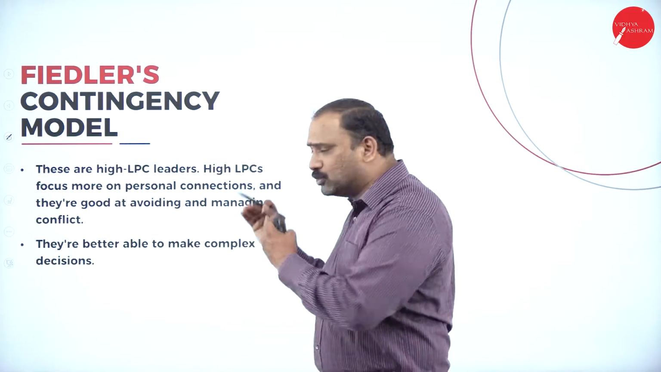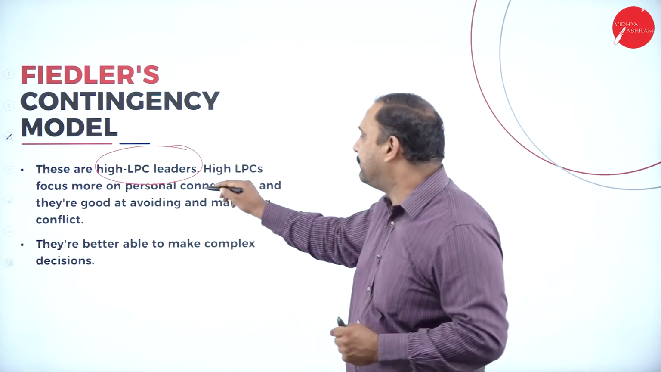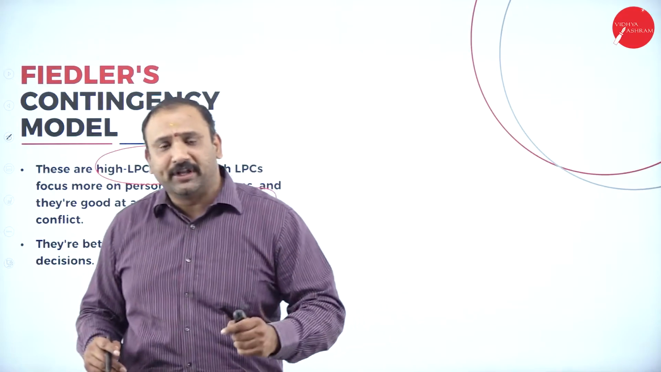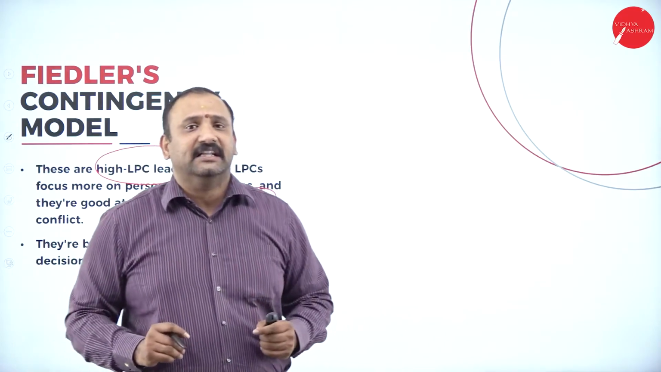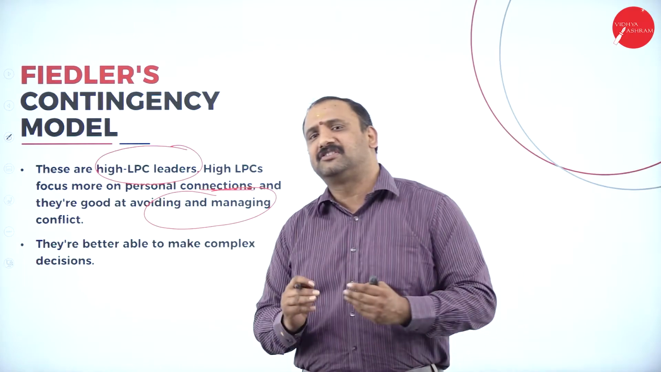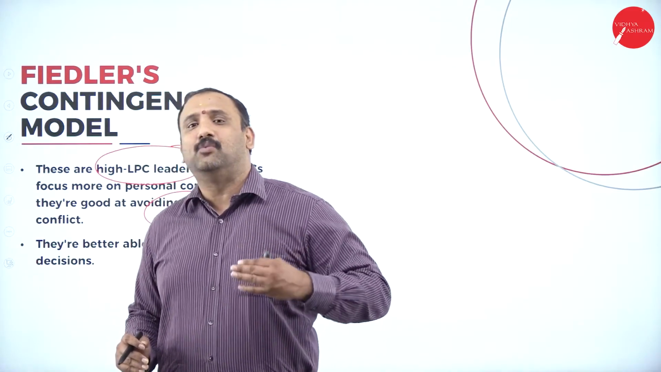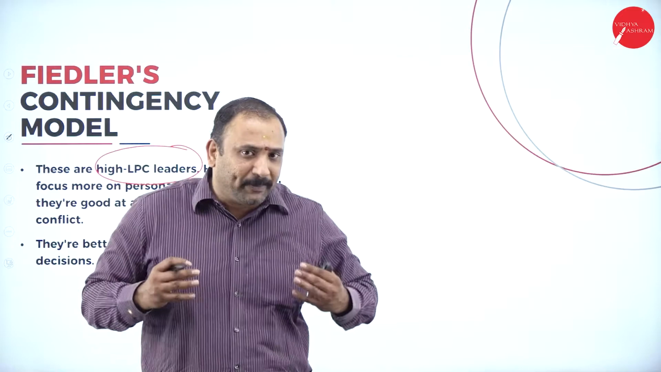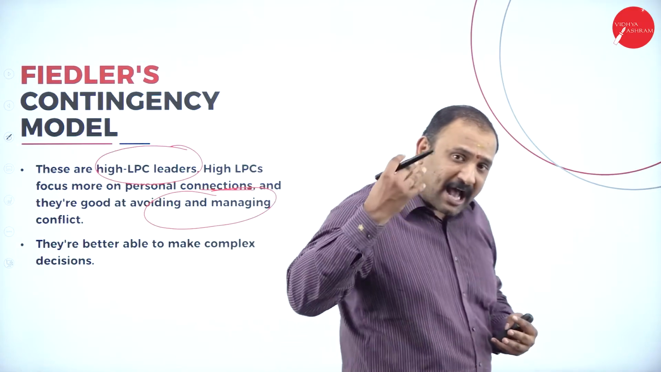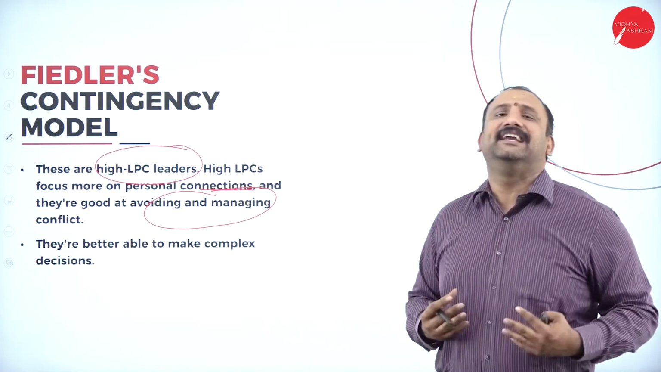So when we are going into those factors, we call them the high LPC leaders. They focus more on the personal connection. They are good at avoiding and managing conflict. As a relationship-oriented leader altogether, I believe in one factor clearly. I do not want that conflict scenario. I want to maintain a good relationship with each and every one in the organization. I want to build a system where people are recognized, where people are understood, where people are given the chance to be motivated, and people are given the chance to communicate their ideas altogether.